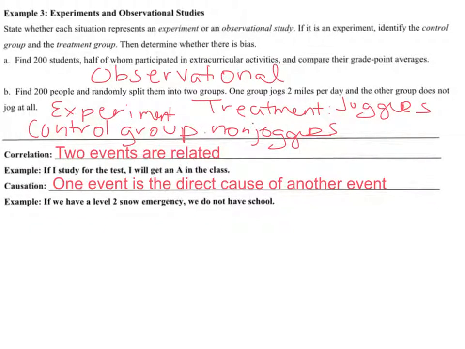So in the first event, we are looking at 2 separate things, but studying for one test doesn't necessarily mean you're going to get an A in the whole class. You could do really, really well on that one test and fail all of the other tests. So it's not a cause. The studying for the one test isn't going to cause you to get the A in the class. Whereas in the second example, if we have a level 2 snow emergency, we don't have school. Not having school is a direct result of having that level 2 snow emergency, which is why it's going to be causation in that case.